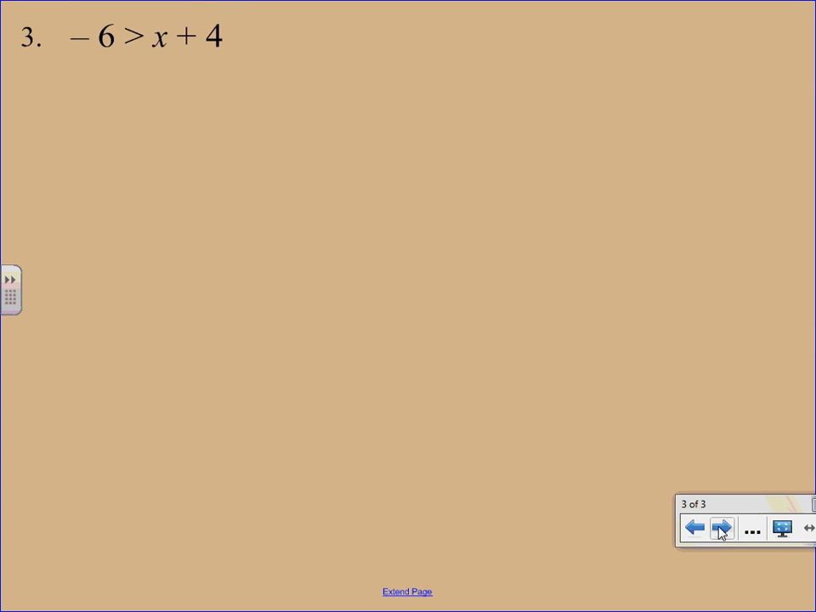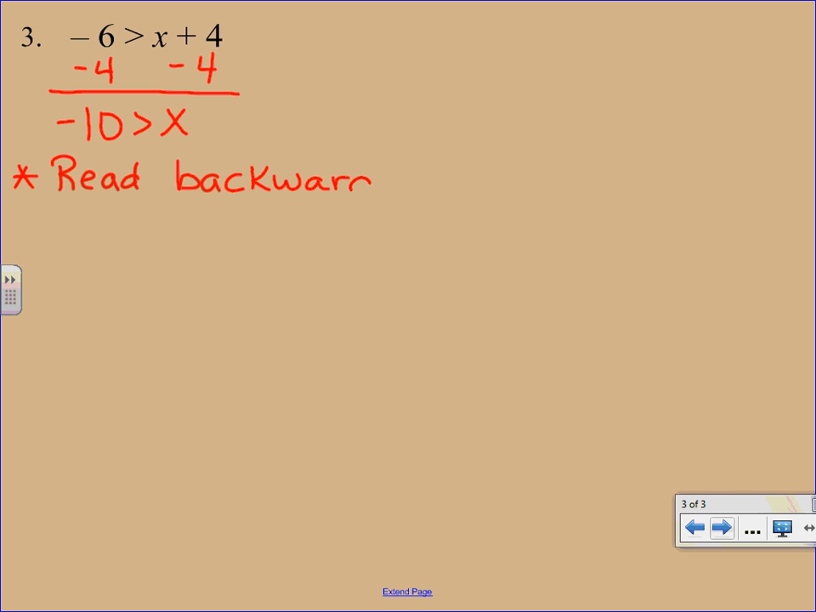And our last example here, we notice that we're adding 4, so we're going to start by subtracting 4 on each side. Pay attention, there is a negative sign in front of that 6, so when we combine those, we get negative 10. Bring down the greater than symbol, bring down the x. And then this is another one that you want to read backward. And this time when we read backward, it says x is less than negative 10. We're not switching the symbol at all. We're simply reading it backwards so that the variable is first.